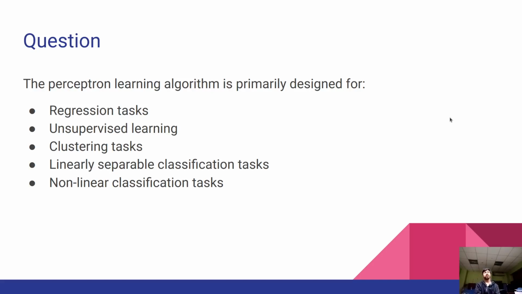I think in the previous lectures also we have discussed this, like when can you use perceptron. Basically we have shown that we have two different classes, and if they are linearly separable, the perceptron learning algorithm can try to obtain a boundary between those classes. So the correct answer is the linearly separable classification task.